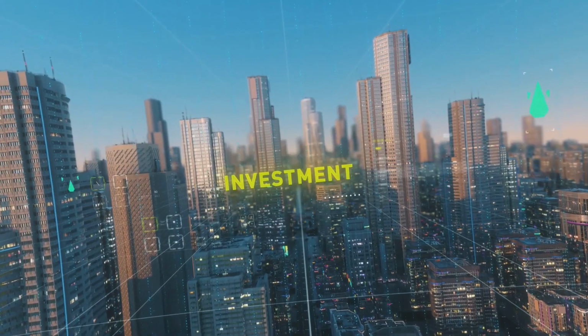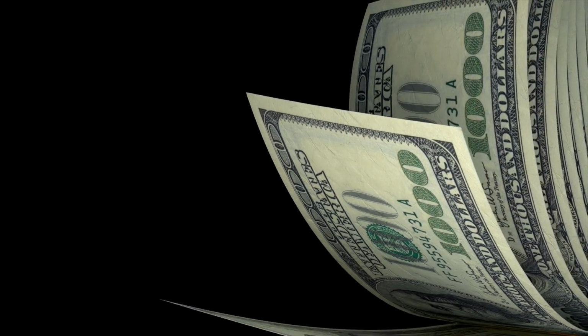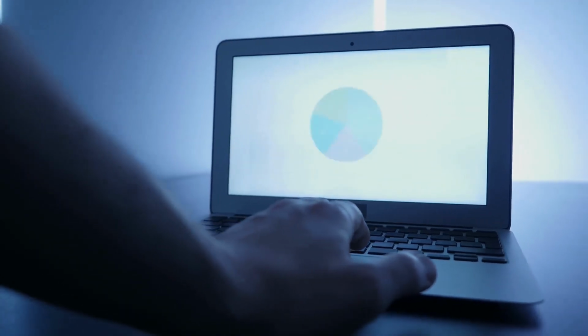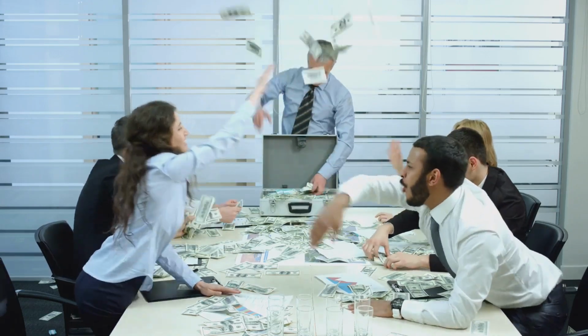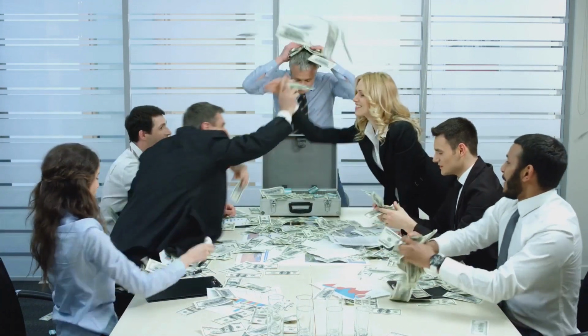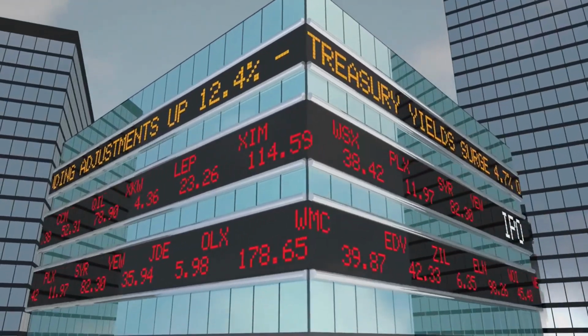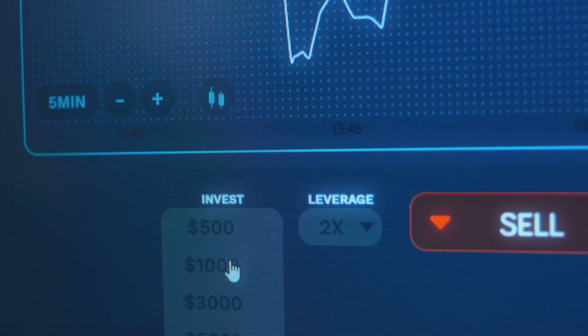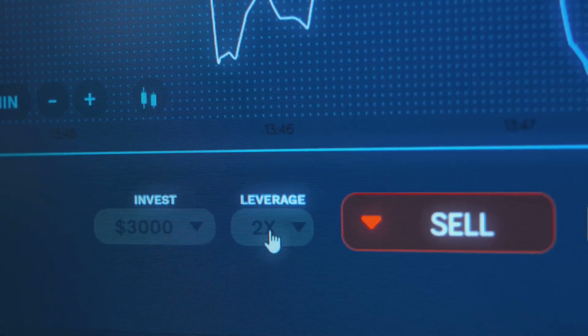Imagine this. You have $1,000 to invest. Would you prefer to lend it to a company and earn a steady interest, or would you rather own part of the company and grow with its success? Welcome to the world of debt and equity markets. Two pathways to investing, but with very different rewards and risks.